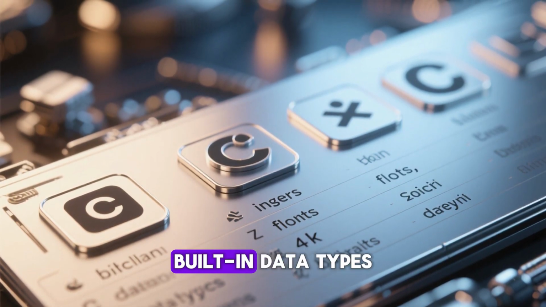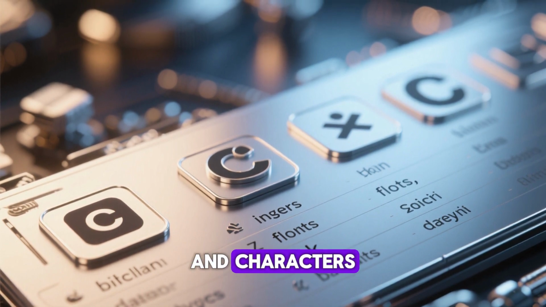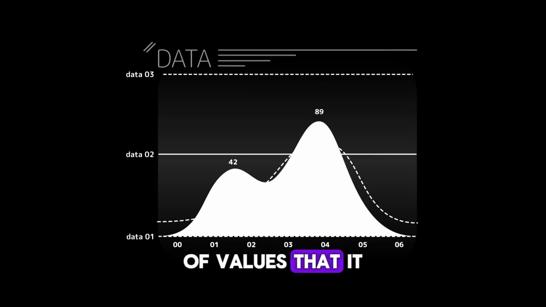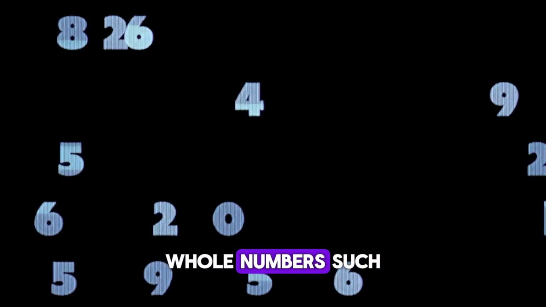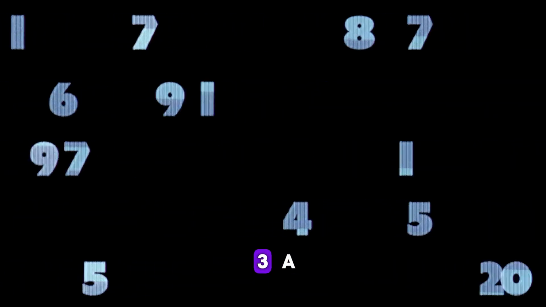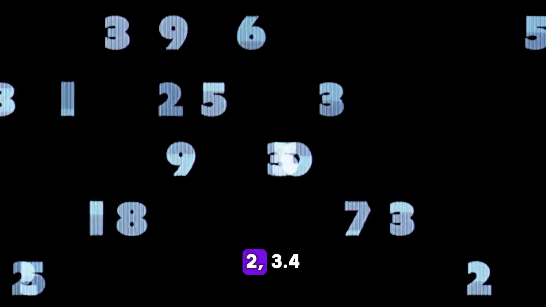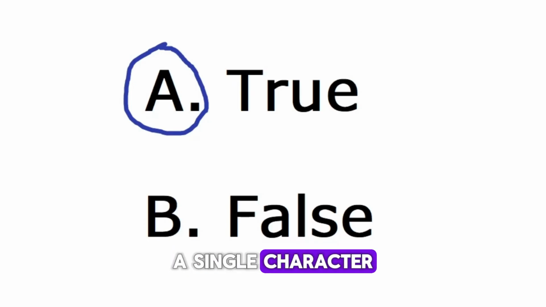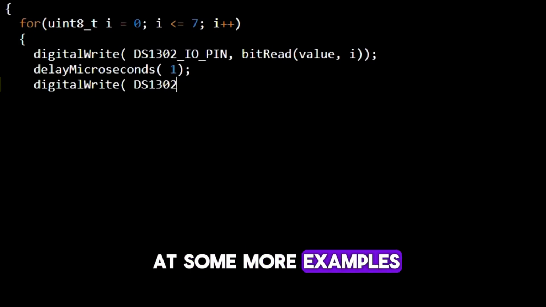There are several built-in data types in C, such as integers, floats, and characters. Each data type has a different range of values that it can hold. For example, an integer can hold whole numbers such as 1, 2, and 3. A float can hold decimal numbers such as 1.2, 3.4, and so on. And finally, a character can hold a single character such as a B or C. Let's take a look at some more examples.